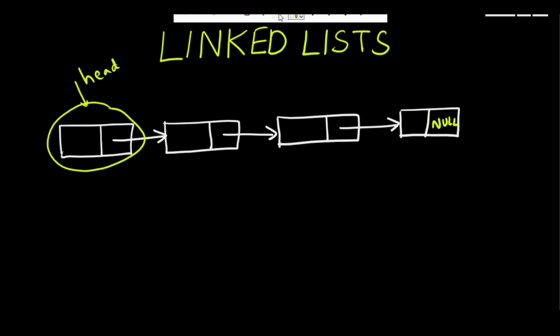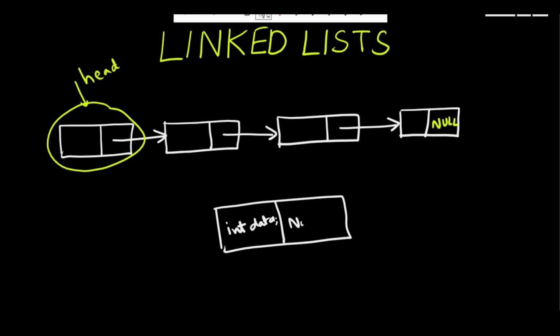Now let's see what a node is. A node is nothing but a simple structure. In the last video we saw what a structure is. Here we have two variables: data, and another variable of the same type but a pointer, which we generally call next. So this is a node.